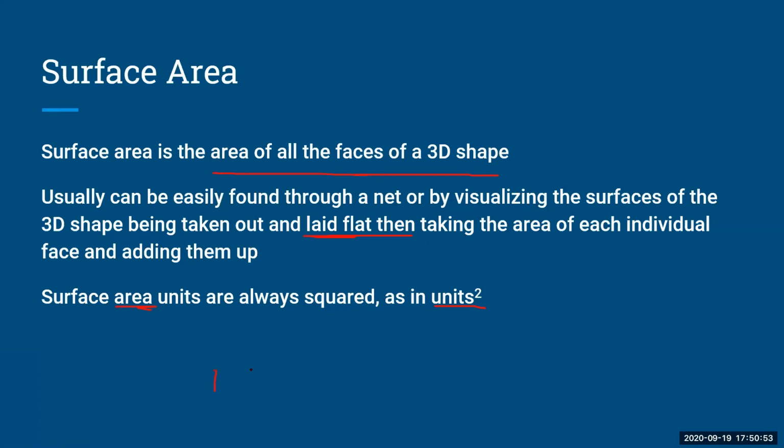So for example, if I had a cube, now I can visualize it as 6 squares, because there's 1 square on top, 1 square on bottom, 1 square on the front side, 1 square on the back side, there's 1 square on this side right here, and there's 1 square right here. So it makes a total of 6 squares.